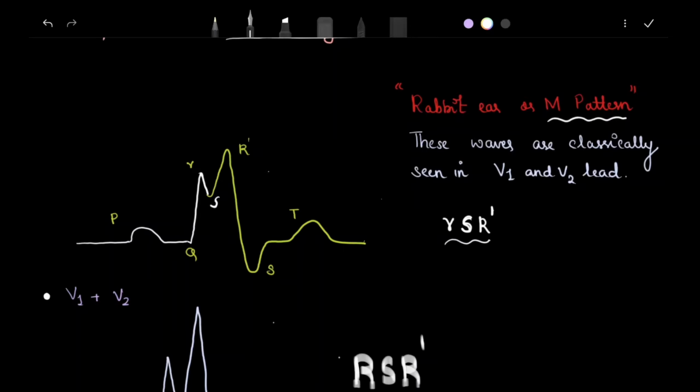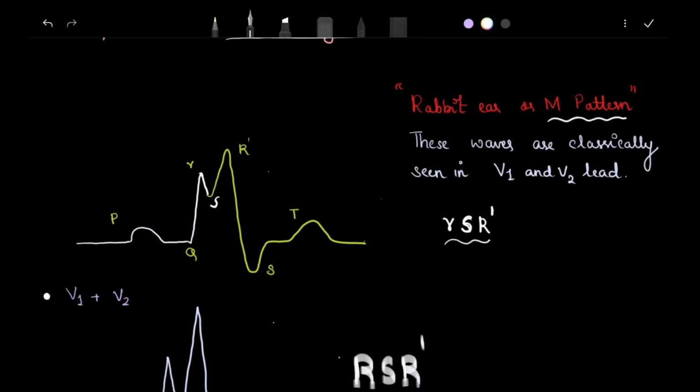These waves are classically seen in V1 and V2. This RSR dash pattern is mostly seen in V1 and V2 leads. In the lateral leads like V6 and V5, there is slurring of the S wave. What is slurring of the S wave? This sloping of the S wave is the slurred S wave. We can clearly mark it here. Different types of slurring can be seen. It can be like this, or like this, or like this.